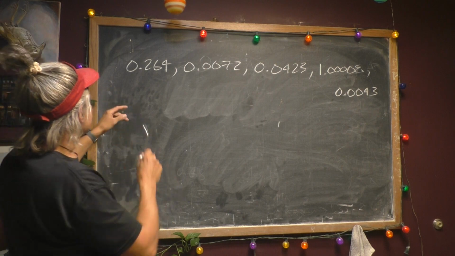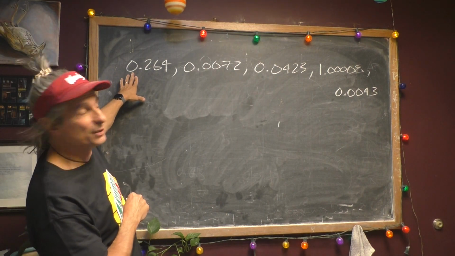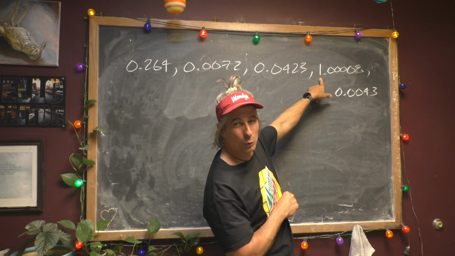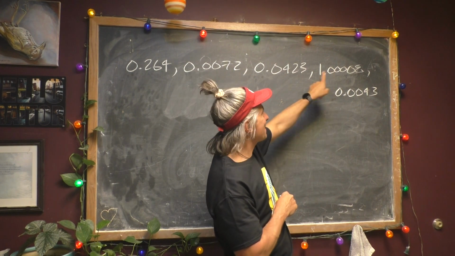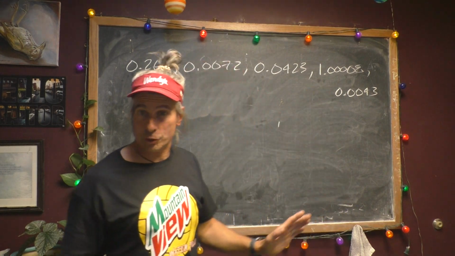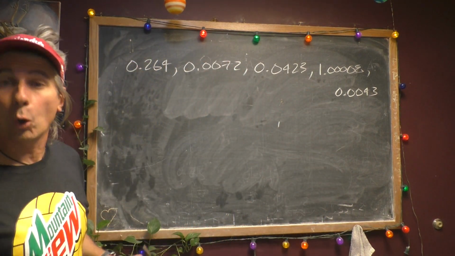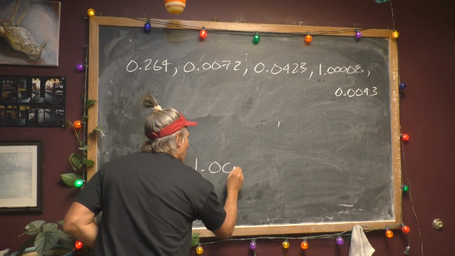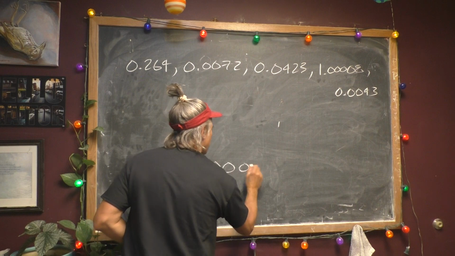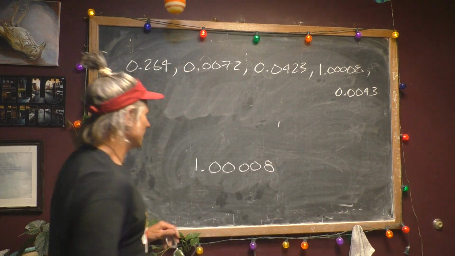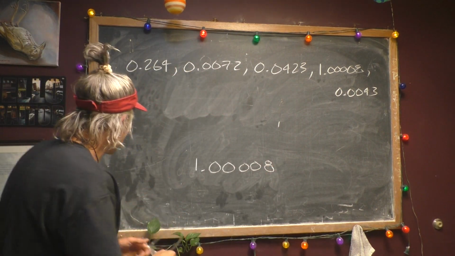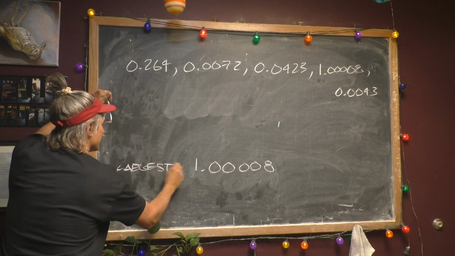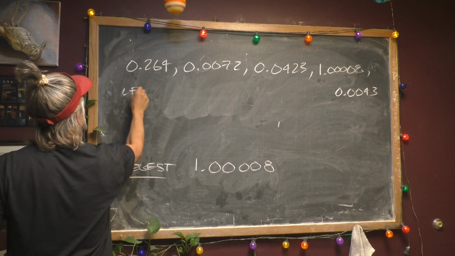If I look at these numbers, this one has a whole number part of 0. So does this one. So does this one. So does this one. But that one has a whole number part of 1. That means that number is the largest because it's the only one with a non-zero whole number part. So I'm going to put 1.00008. That's a lot of zeros. That's the largest number, and the least is going to go up top.